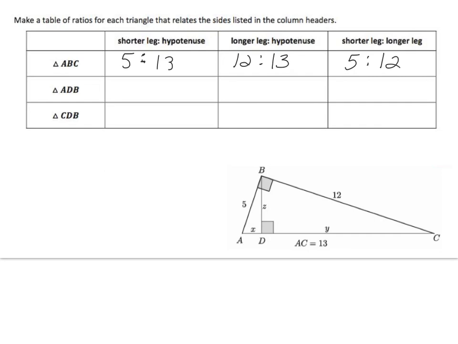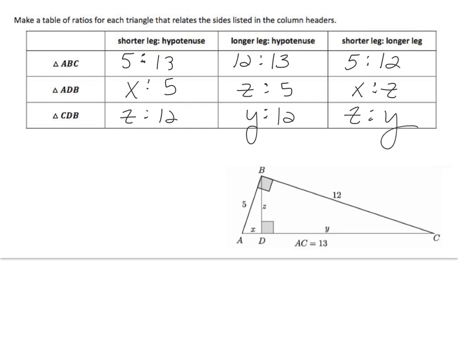So ADB, I've got my shorter leg is x. Hypotenuse is 5. Longer leg is z. Hypotenuse is 5. And shorter leg to longer leg is x and z. And then CDB, I've got z and 12, y and 12, and z and y. All right, so we've got this table now, we're going to use it.